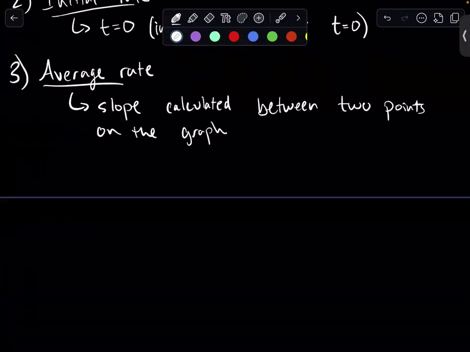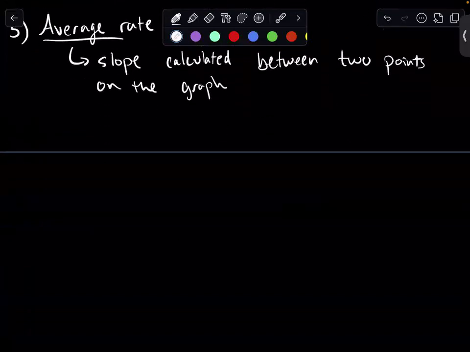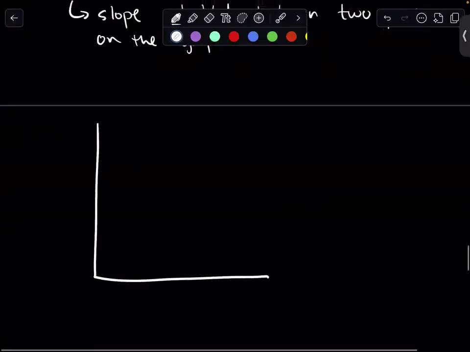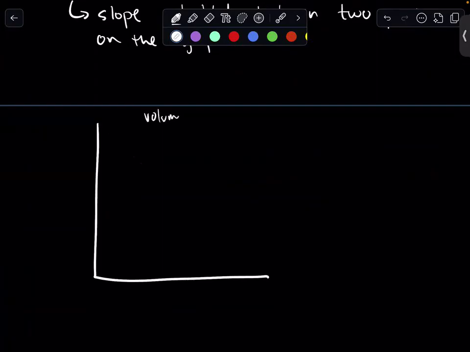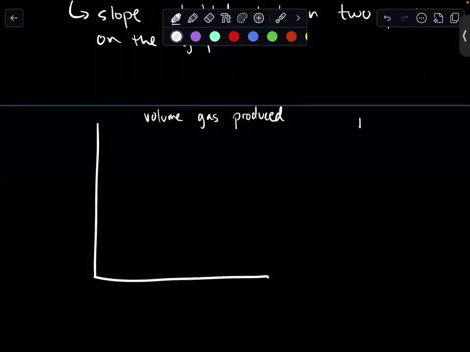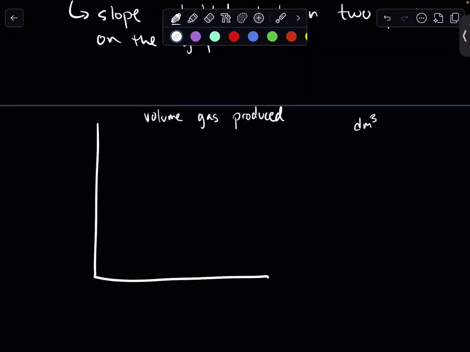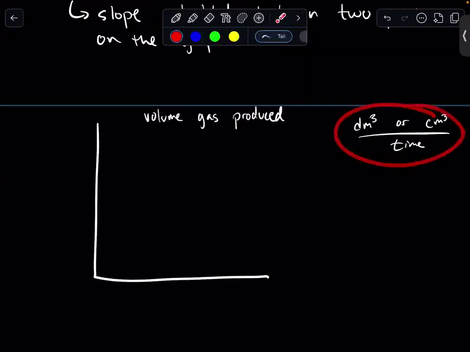So what we can do really quickly is a practice problem on this. So I'm going to draw a graph right here, and we'll try and make it very proper. We'll have our title. Today we'll do volume of gas produced. I'm using a volume of gas produced instead of a concentration because what we're going to get is centimeters cubed over time. And so instead of a concentration over time, we're getting a volume over time. And that is completely acceptable.